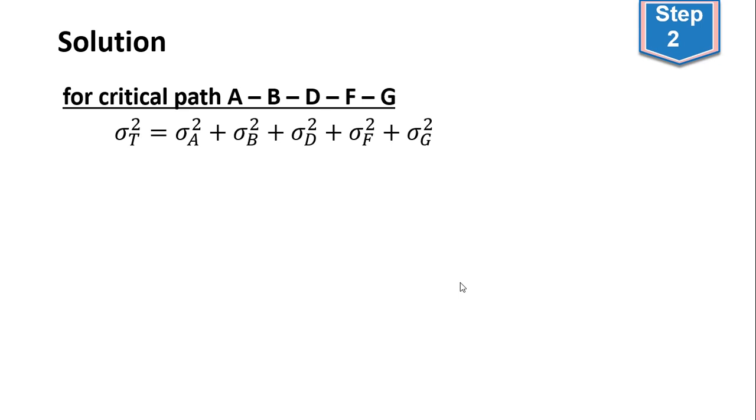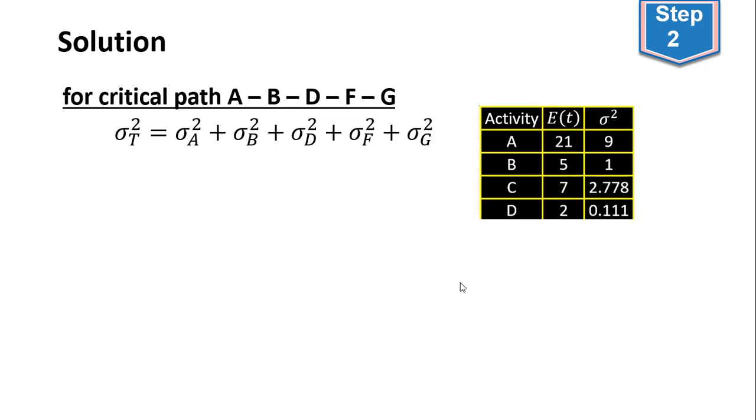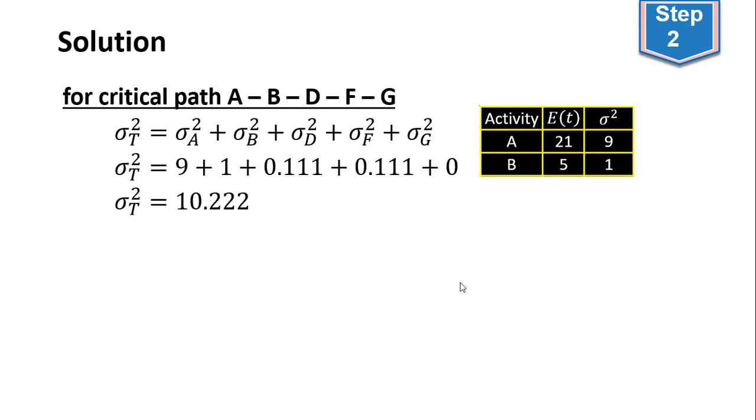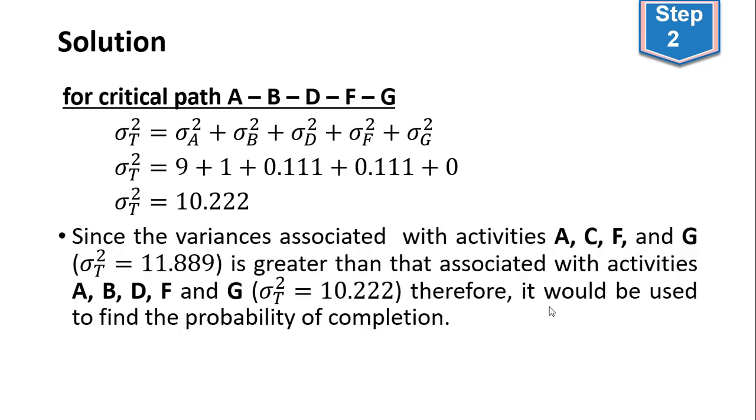So the variance for the critical path A, B, D, F, and G now is going to be the total of variance for the activities forming the critical path. So that means we are going to have 9 plus 1 plus 0.11 plus 0.11 plus 0, and that means we are going to have 10.222. Therefore, the variance for activities A, C, F, and G, which form the critical path A, C, F, G, will be used in determining the project completion time.